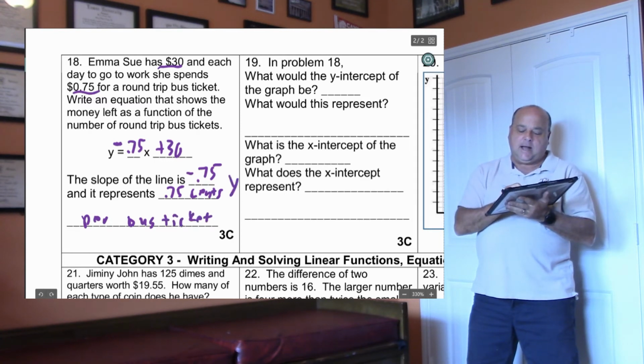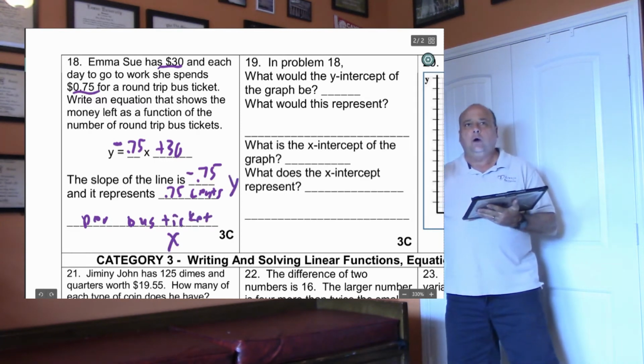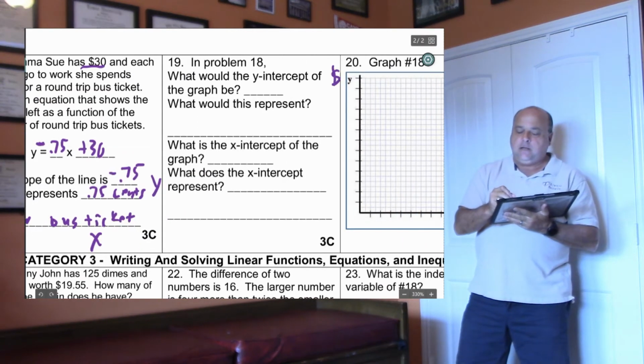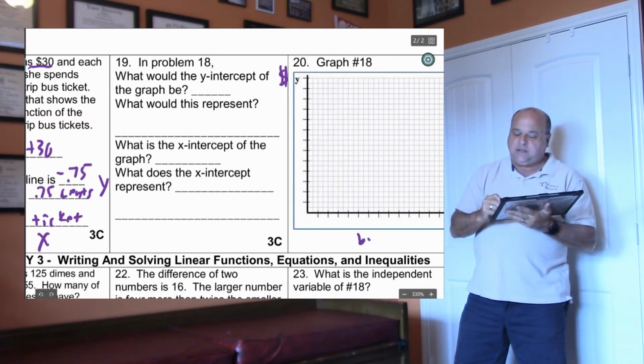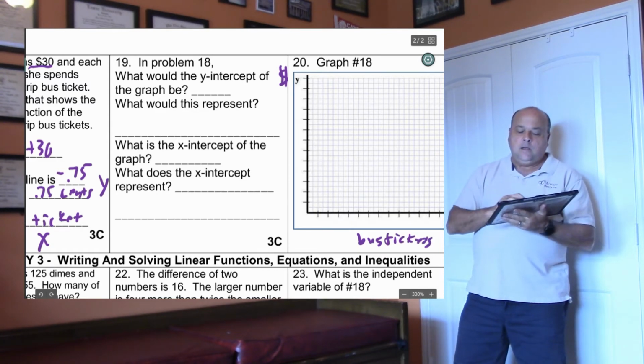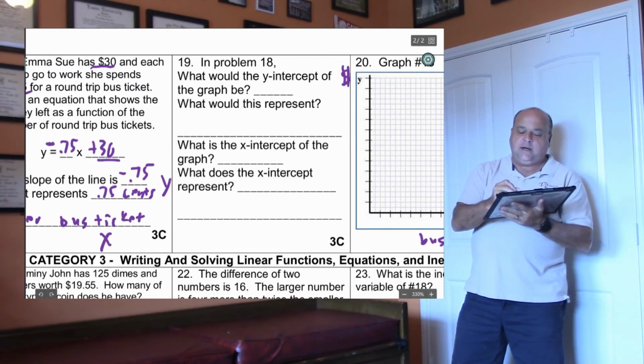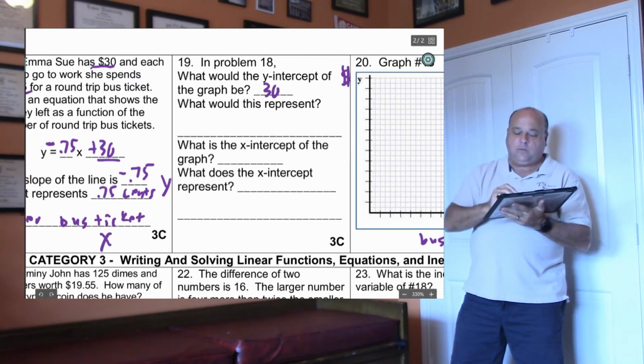So this is our y, this is our x. So our y-axis is going to be money, and our x-axis is going to be the bus tickets. Now then, the y-intercept of the graph is right here, it's 30. I'm going to let you write down what it represents.